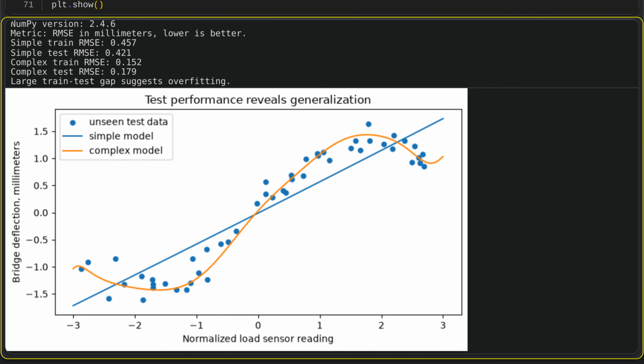This script uses simulated bridge sensor data to show how overfitting affects model performance. It compares a simple quadratic model with a much more complex 14th degree polynomial using training and test data with added noise. The simple model has similar error on both datasets, while the complex model performs well on training data but much worse on test data. This demonstrates that the simpler model generalizes better to unseen measurements.